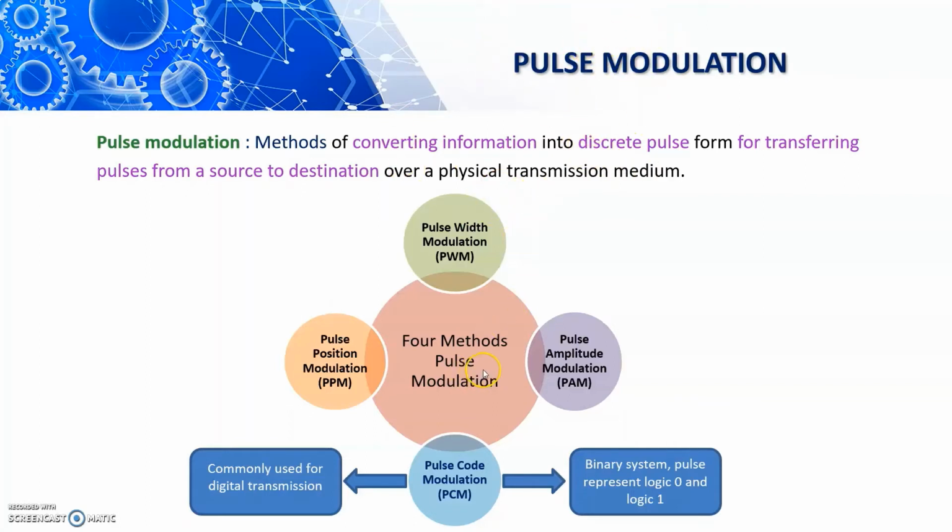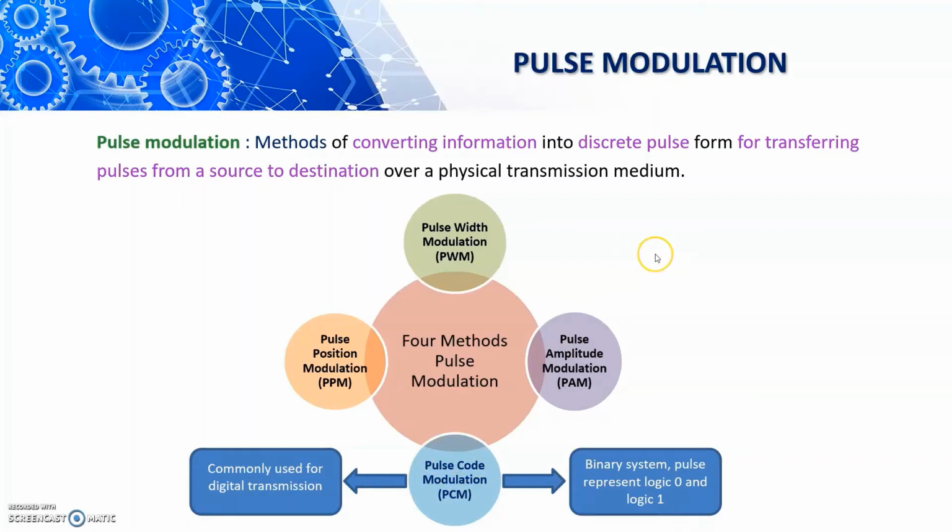There are actually 4 methods for pulse modulation. Here we have pulse position modulation, PPM, pulse width modulation, PWM, pulse amplitude modulation, PAM, and what we are going to use is pulse code modulation. Pulse code modulation is commonly used for digital transmission. It is a binary system where the pulses represent logic 0 and logic 1. This is what we are going to cover in this experiment 9.